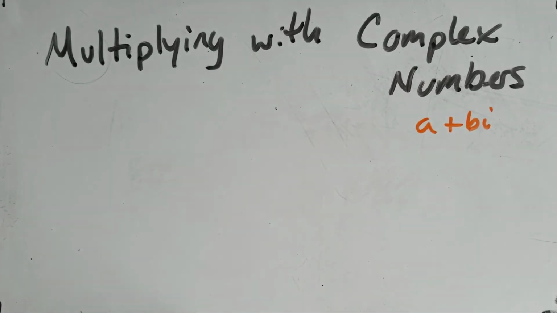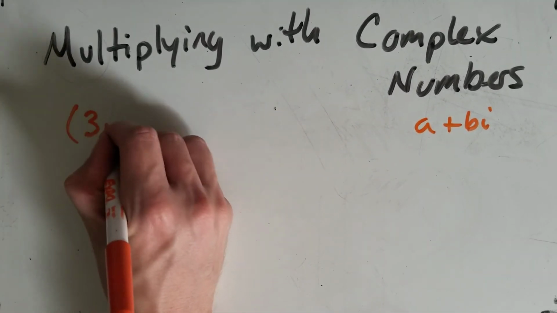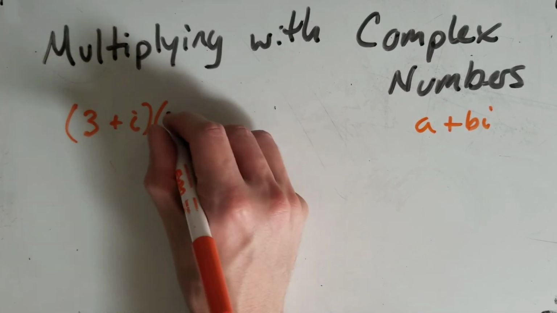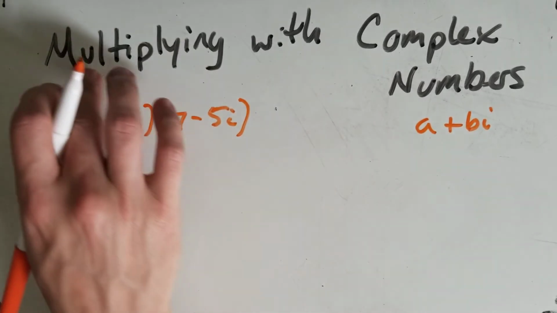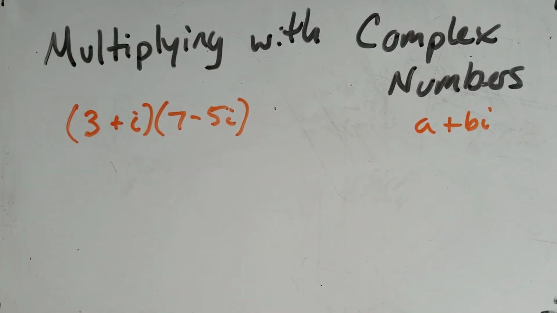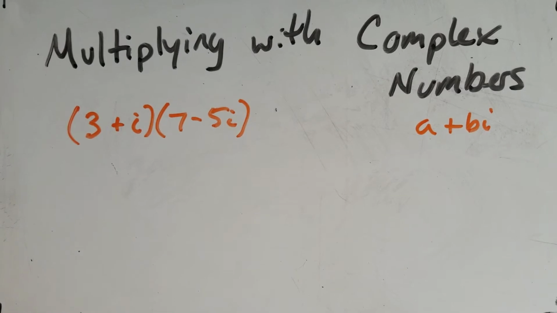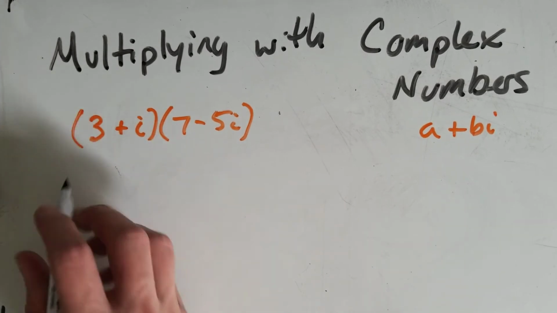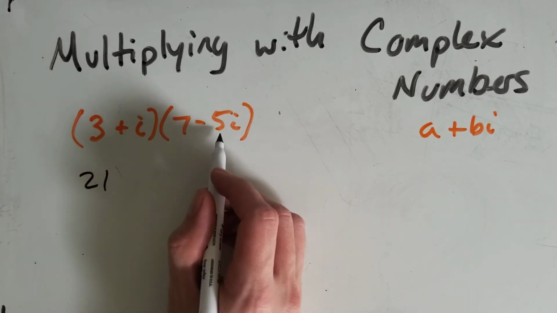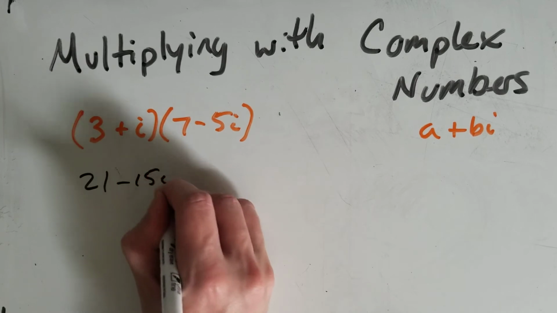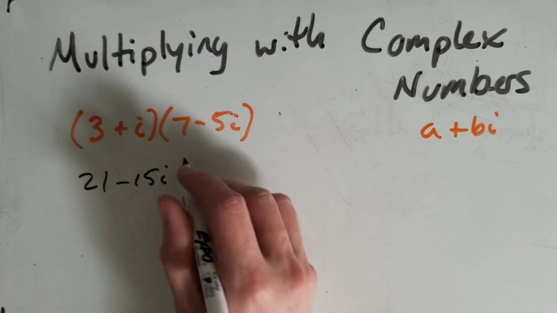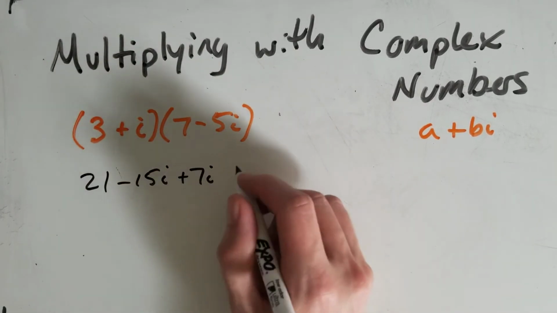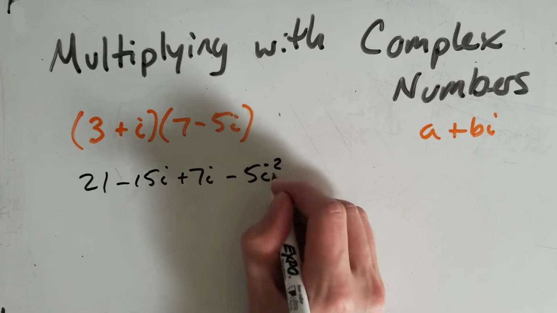So our next one, now we have 2 complex numbers times one another. So 3 plus i, that's complex, times 7 minus 5i. And we're multiplying these 2 together. So just like you would multiply 2 binomials together, we're going to do the same thing here. To do that, if you like FOIL, you could use FOIL. 3 times 7 is 21. 3 times negative 5i is negative 15i. 7 times i is plus 7i, and i times negative 5i is going to be negative 5i squared.